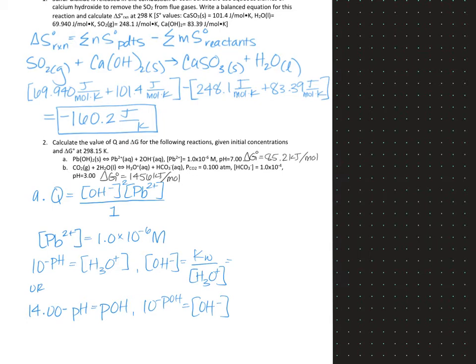I can either go backwards and find the molar concentration of hydronium by taking 10 to the negative pH, and then solving for hydroxide by dividing my Kw constant by the molar concentration of hydronium, or I can take 14 minus pH to get the pOH, and then 10 to the negative pOH to get my molar concentration of hydroxide. Either one should give you very similar answers that you can plug in to the problem.